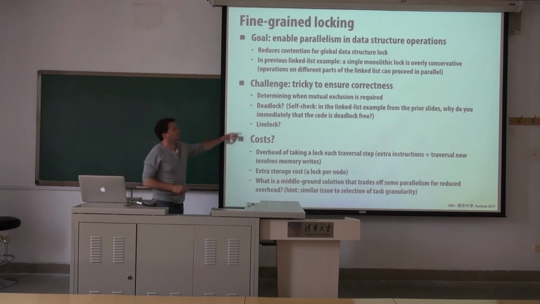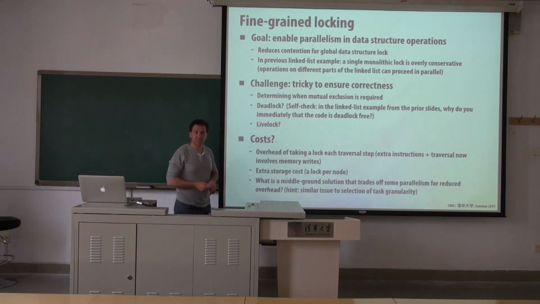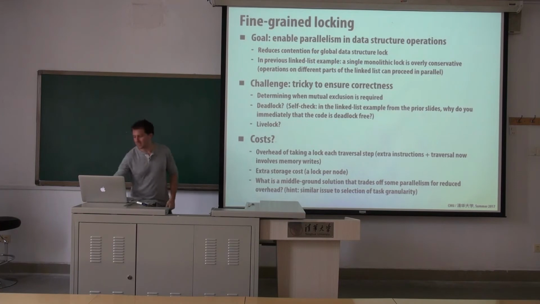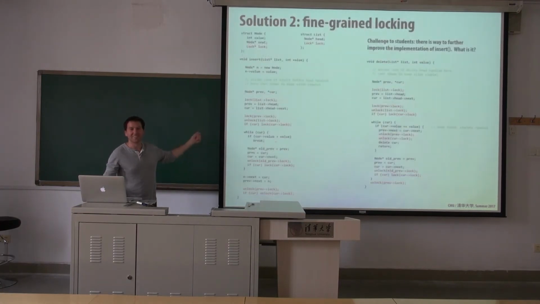But there are some costs to this. One of the costs is that it can be kind of tricky to figure this out. If you miss a lock somewhere, you might have a big problem. And this is a linked list. This is probably a very easy example.